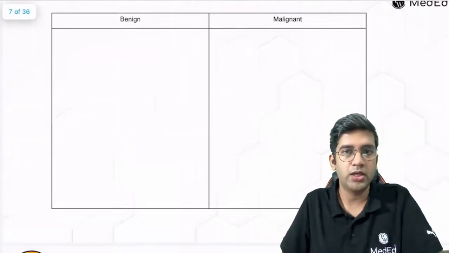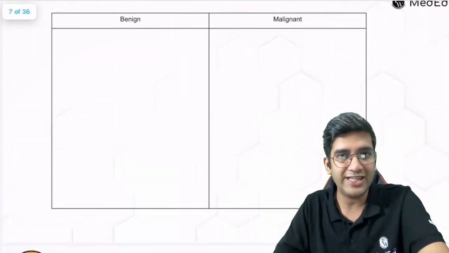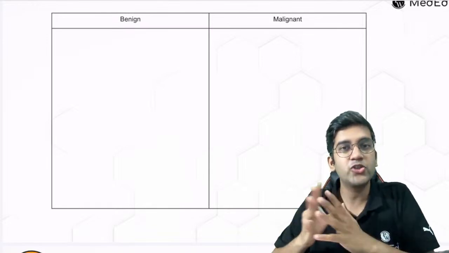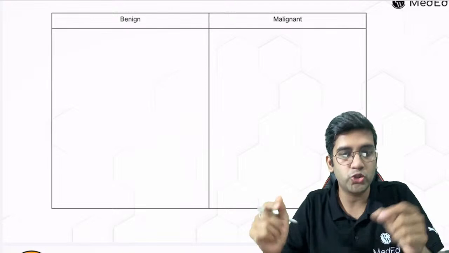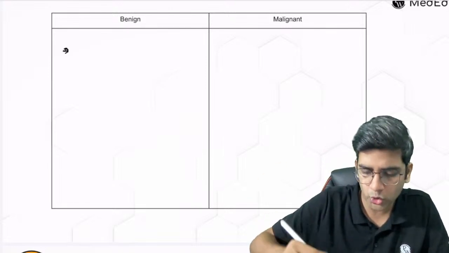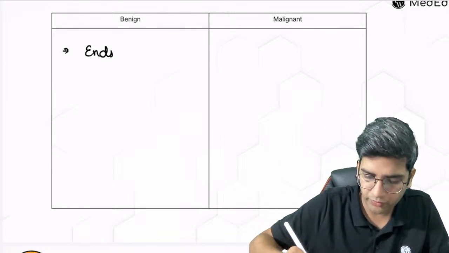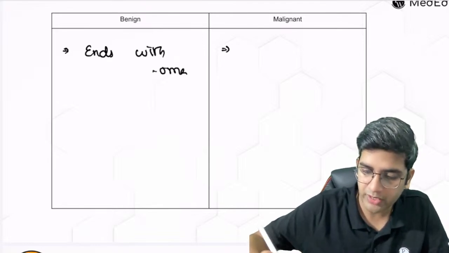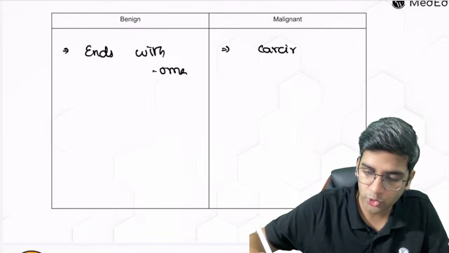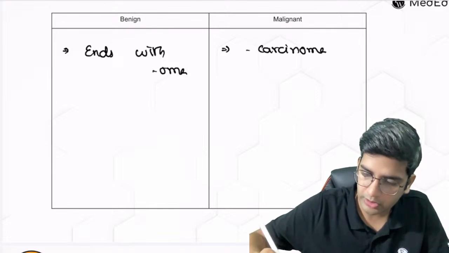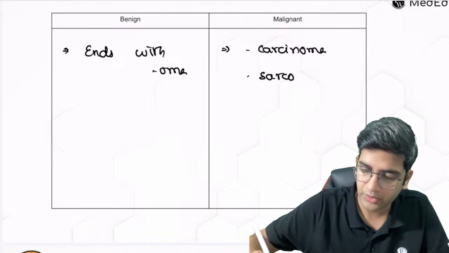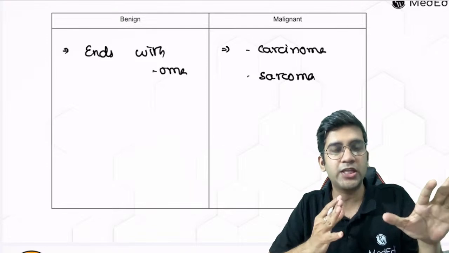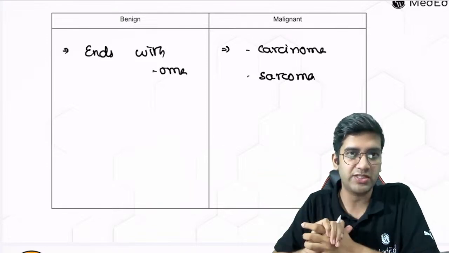Okay, next. Since we are here, terminology is also very important. So terminology is also important in defining a benign tumor. Every benign tumor almost always ends with oma. Malignant tumors have a suffix of carcinoma or sarcoma, right? Those are the things, fine. Okay, perfect. Benign ends with an oma, malignancy will have carcinoma and sarcoma, fine.